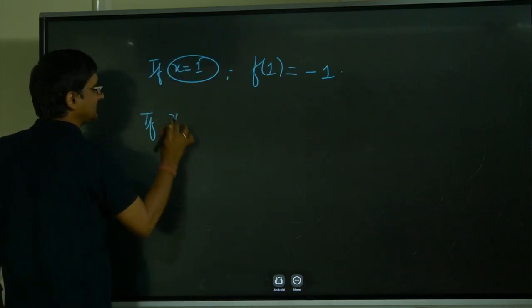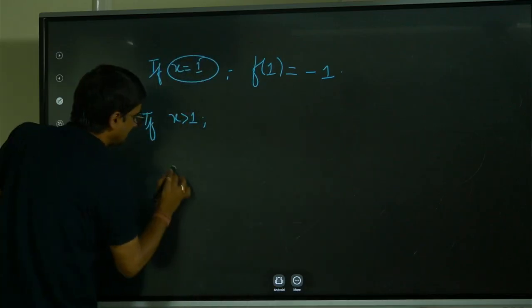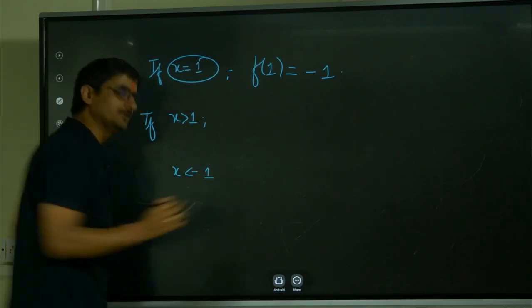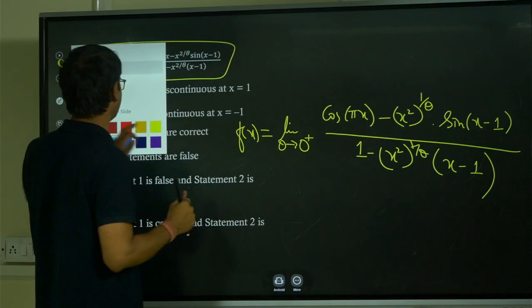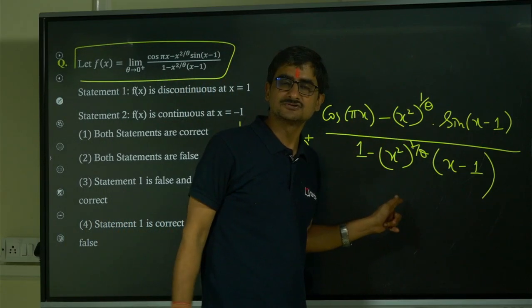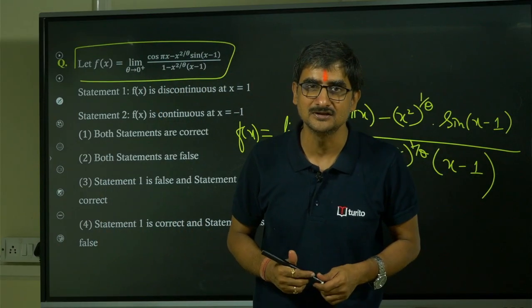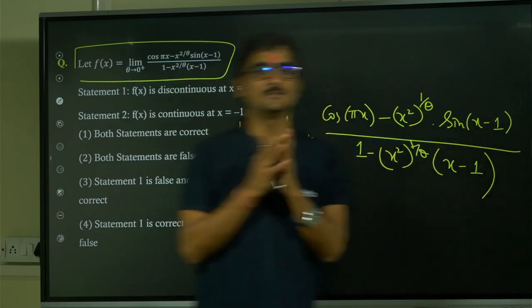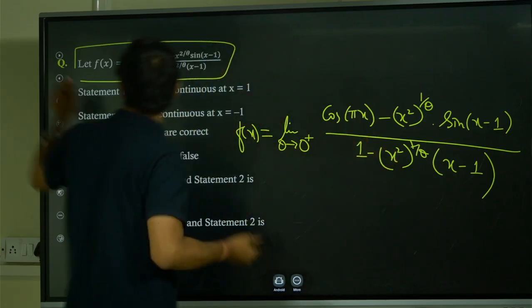If x is greater than 1 or x is less than minus 1, in both cases x square is greater than 1, so it is infinity by infinity form. I think all of you will agree. This goes to infinity, this goes to infinity, and in infinity by infinity form, what do we generally do? We take the largest infinity common. There is only one infinity in both numerator and denominator. Take it common and then it gets subtracted.